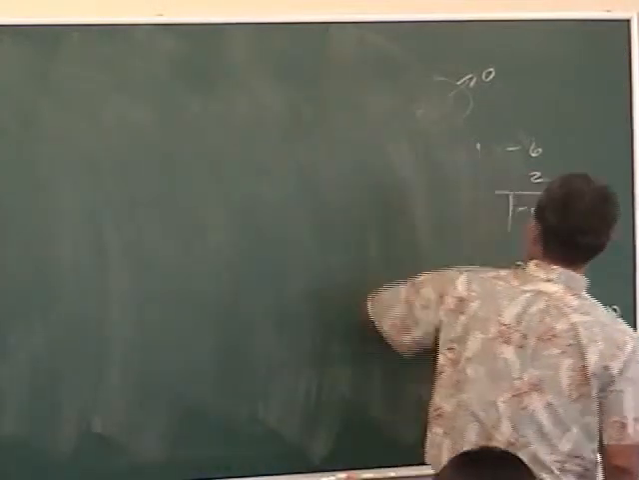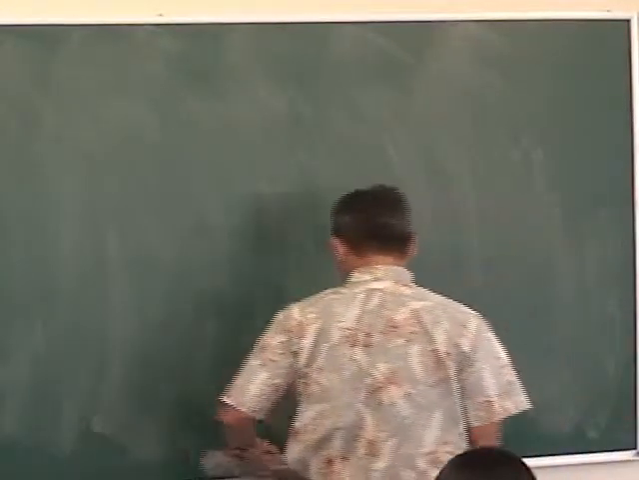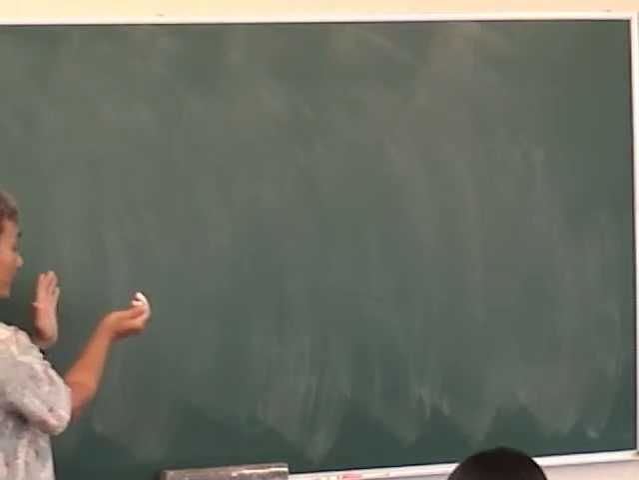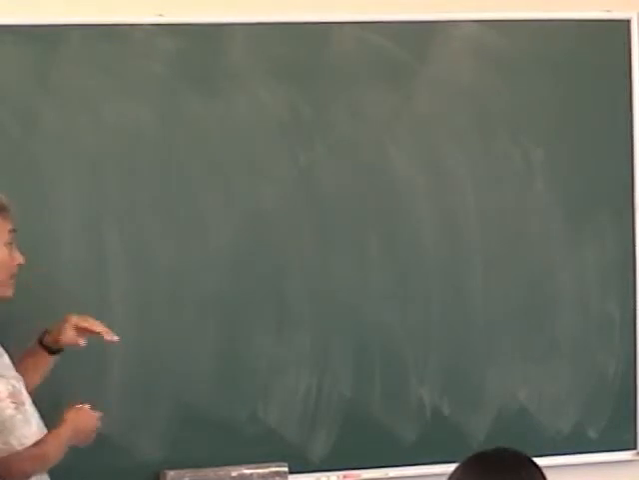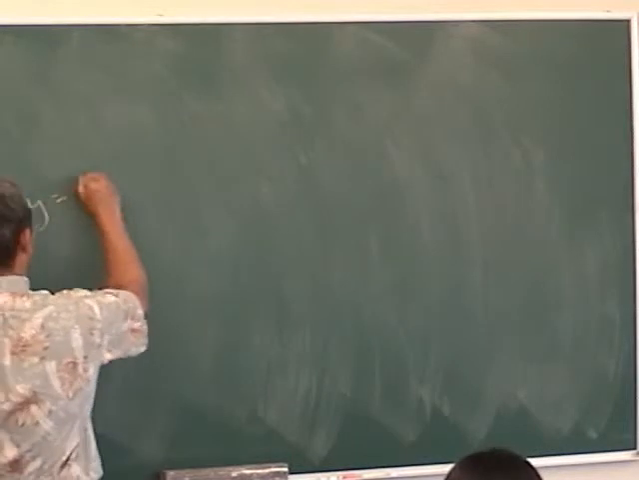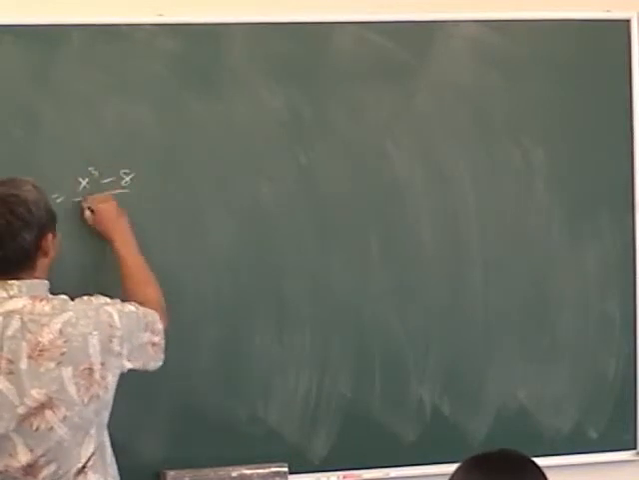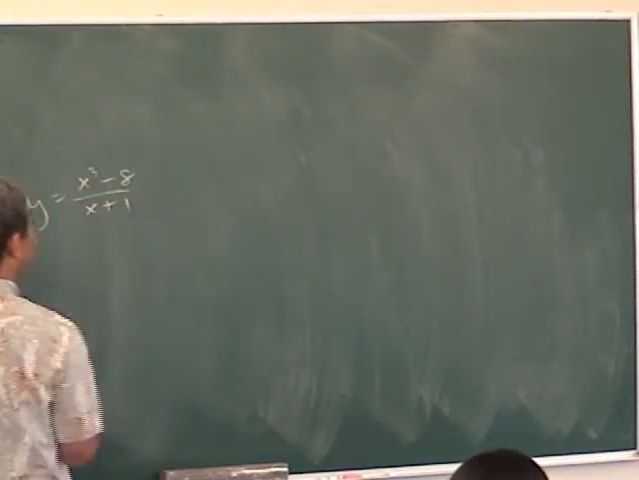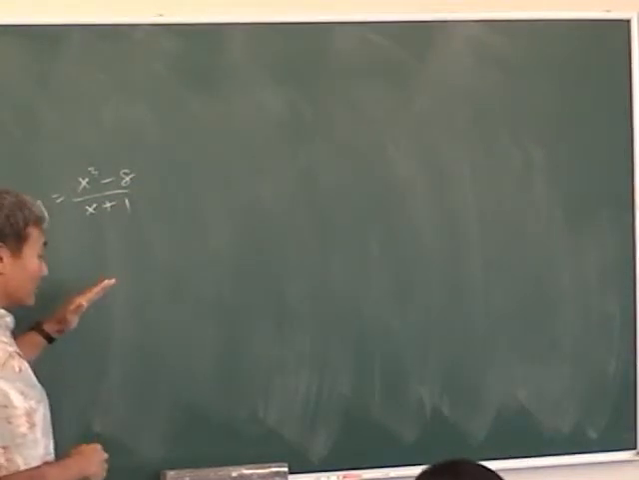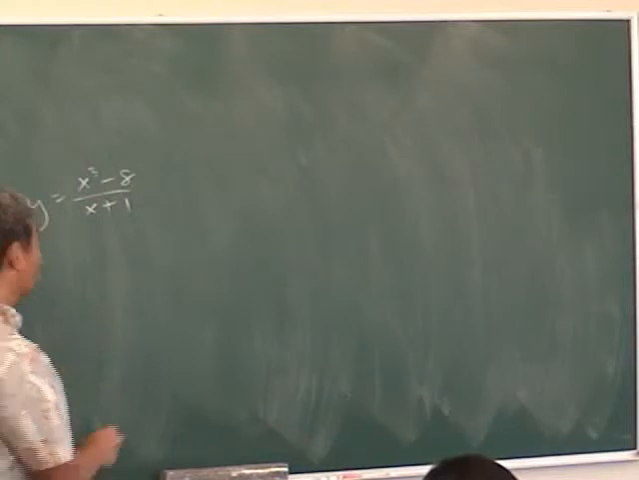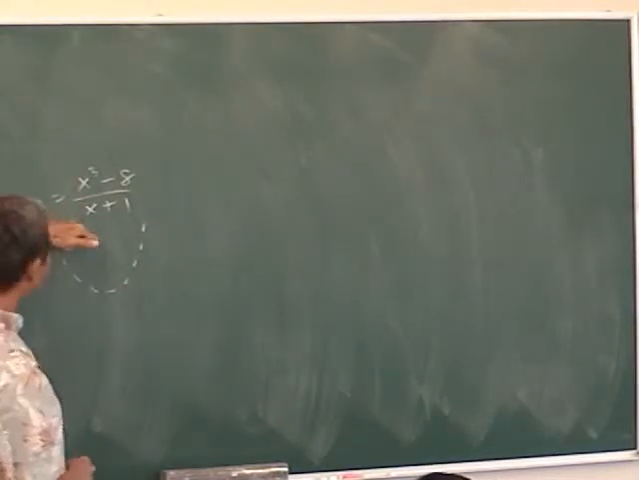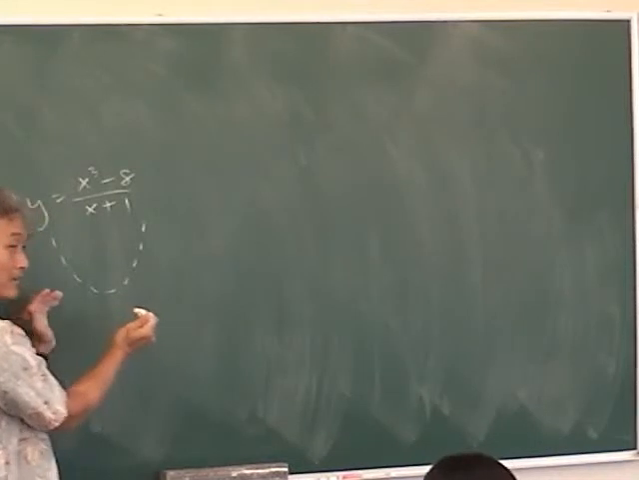If the degree of the top is bigger by 1, you have a slant asymptote. That's because when you divide, the quotient is going to be degree 1, right? But what would happen if the degree of the top is bigger by 2? Like if you had something like x cubed minus 8 over x plus 1. Then is there a slant asymptote? No. You get a parabolic asymptote, because when you divide, the quotient is going to be a parabola.